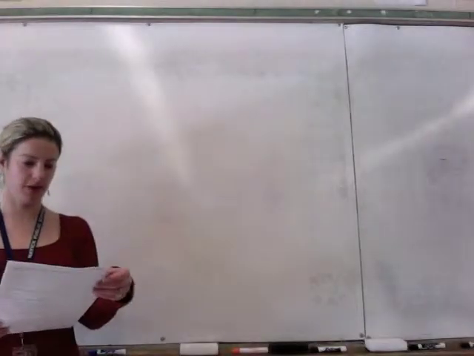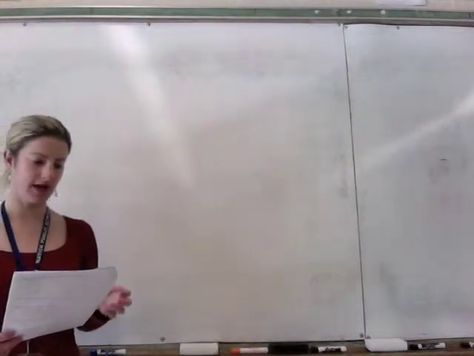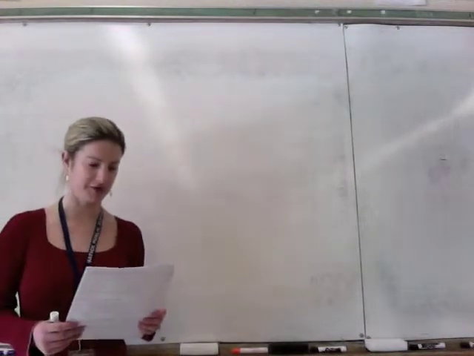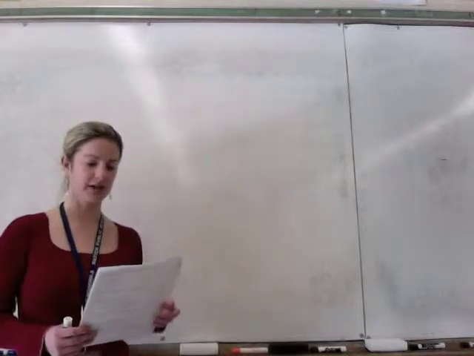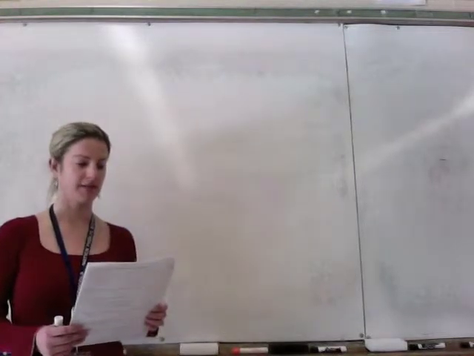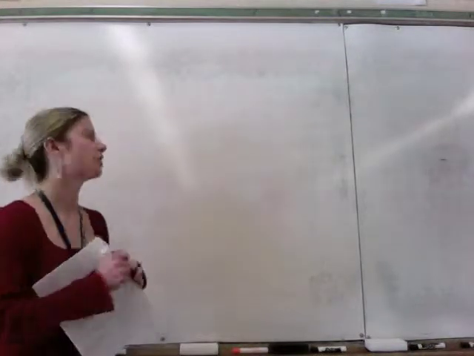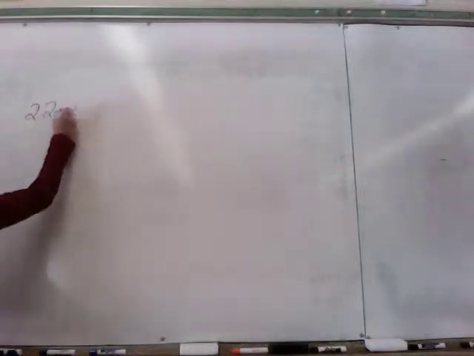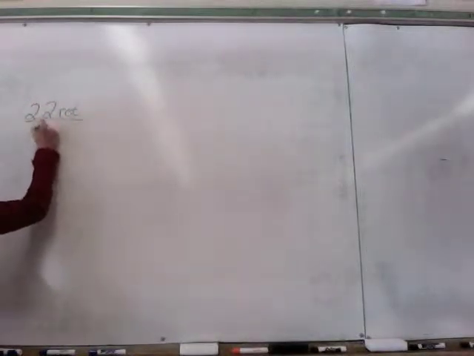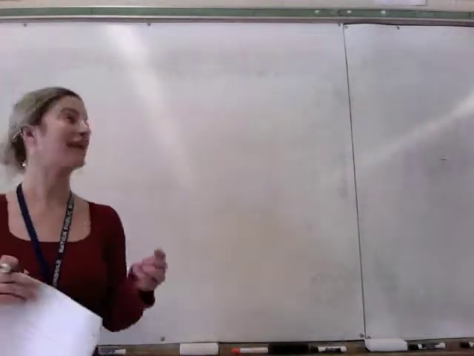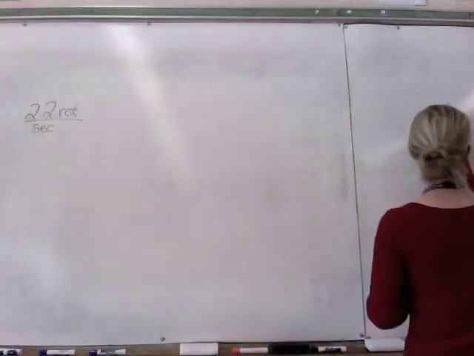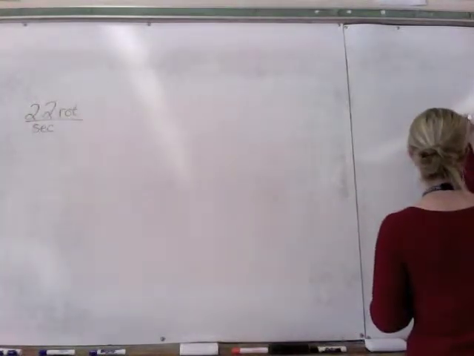All right, so this is going to be problem number 24. A tire of a moving bicycle has a radius of 15 inches. If the tire is making 2.2 rotations per second, find the bicycle's speed in miles per hour. So what we need to know is we are starting off at 2.2 rotations per second, and we want to get to miles per hour.